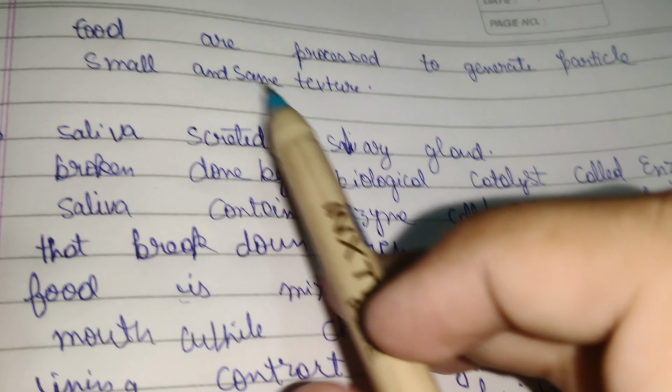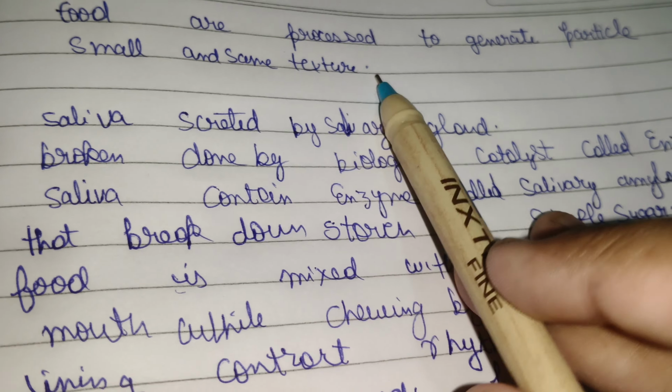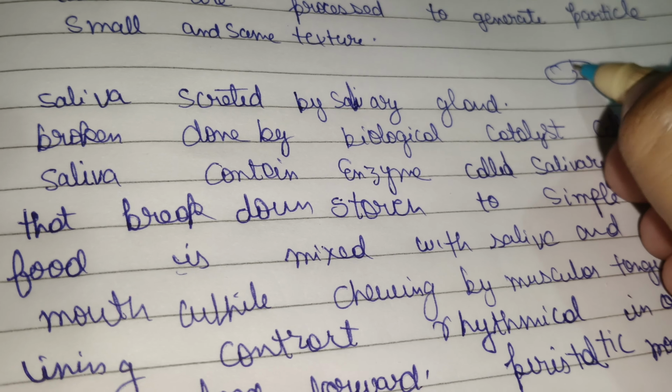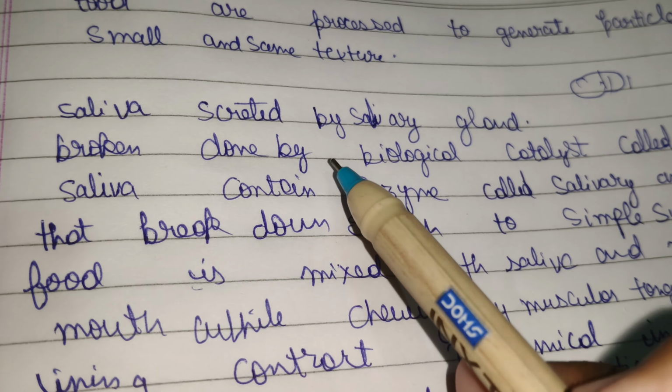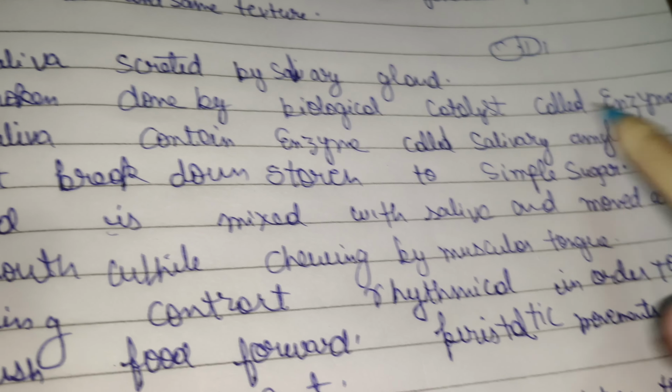So here we are now going to see digestion. Basically, food is processed to generate small particles, small structures. The food we eat has whole structures, which are broken down into small particles the body can absorb. Saliva is secreted by the salivary glands and breaks food down with a biological catalyst called an enzyme.